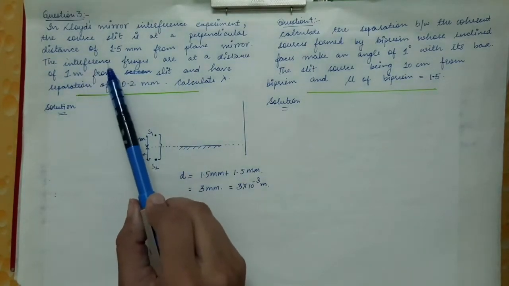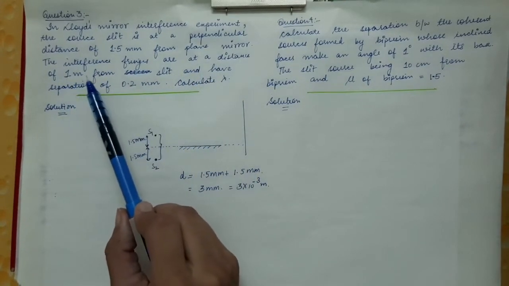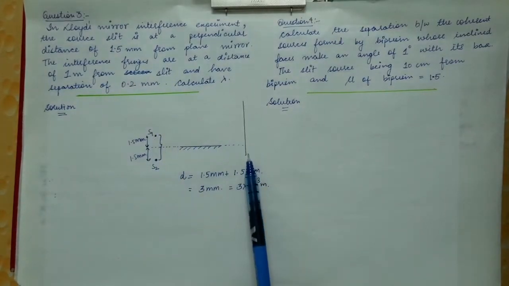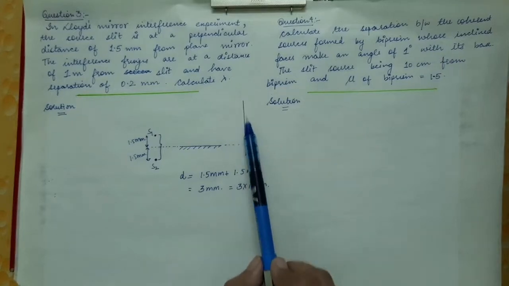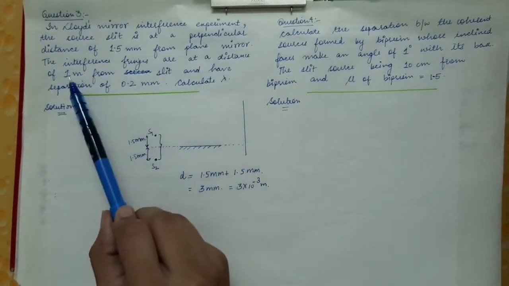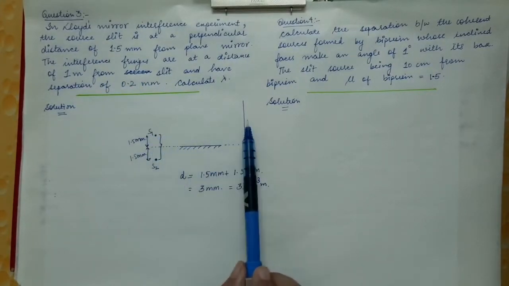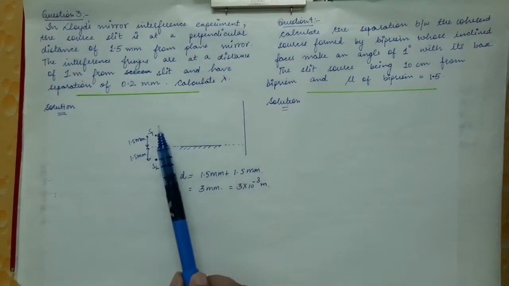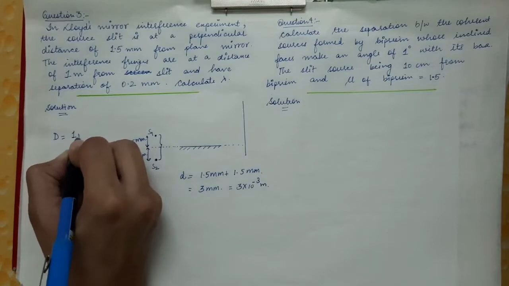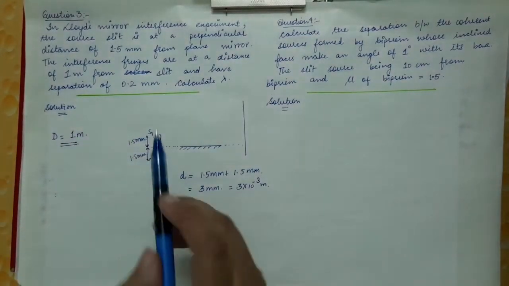Next we are given that the interference fringes which are obtained are at a distance of 1 meter from the slit. So this is the slit and this is the screen. Fringes are obtained on the screen, and we are given that the interference fringes are at a distance of 1 meter from the slit. So we are given the distance of the screen from the source, capital D. So capital D is given as 1 meter. It is the distance of the screen from the slit.